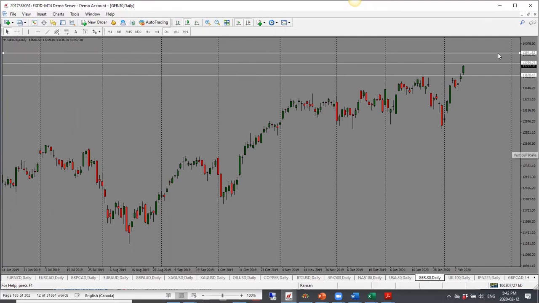13,800 is the next target, and then above that 14,000 will be the next target. But again, with caution, because it can come back. If it holds above, then I'm looking for a move higher. Now, on the flip side, if it comes back down and holds here, we could see a drop. So just be cautious with this one.